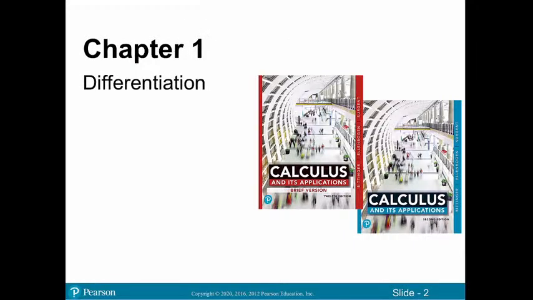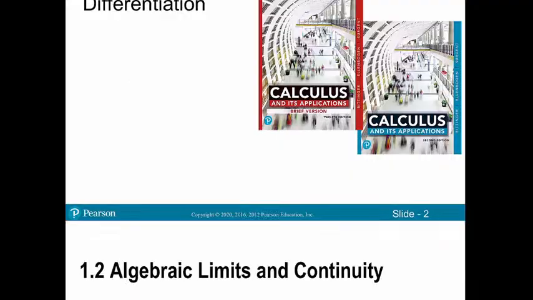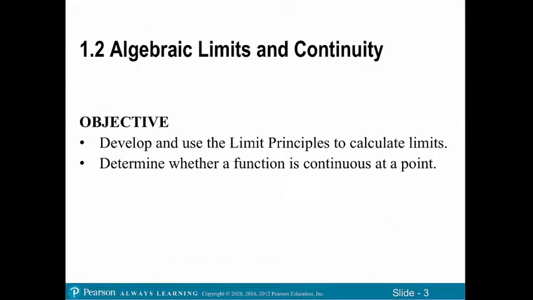This is the next installment for our Calculus for Business. We're continuing with Chapter 1 on differentiation, and this is Section 1.2, Algebraic Limits and Continuity. A couple of objectives here are to develop and use the limit principles to calculate limits and to determine whether a function is continuous at a point.